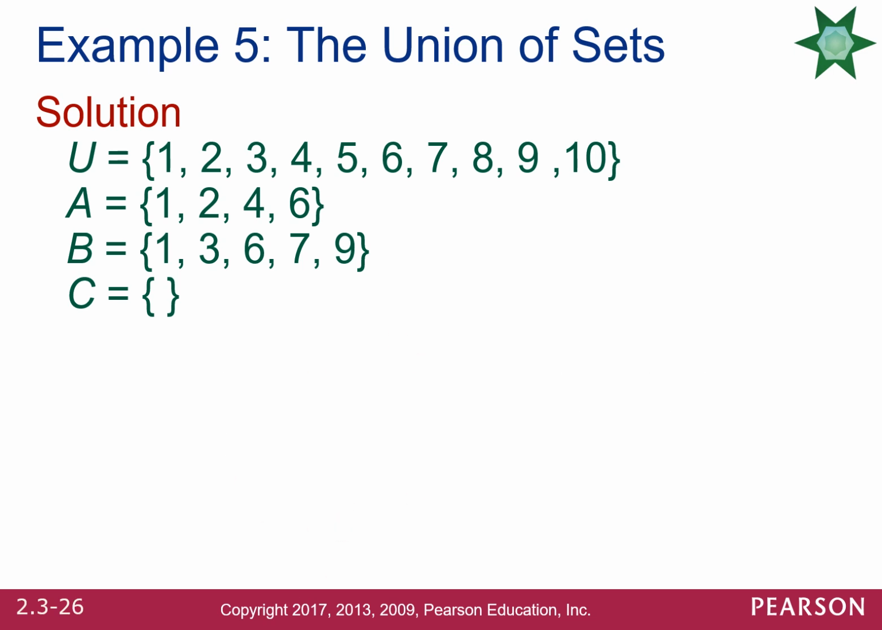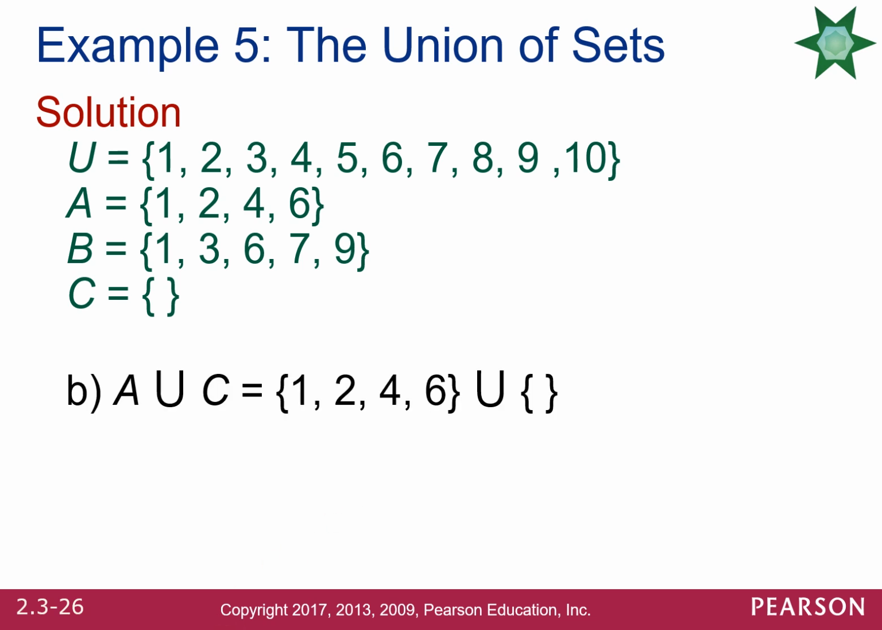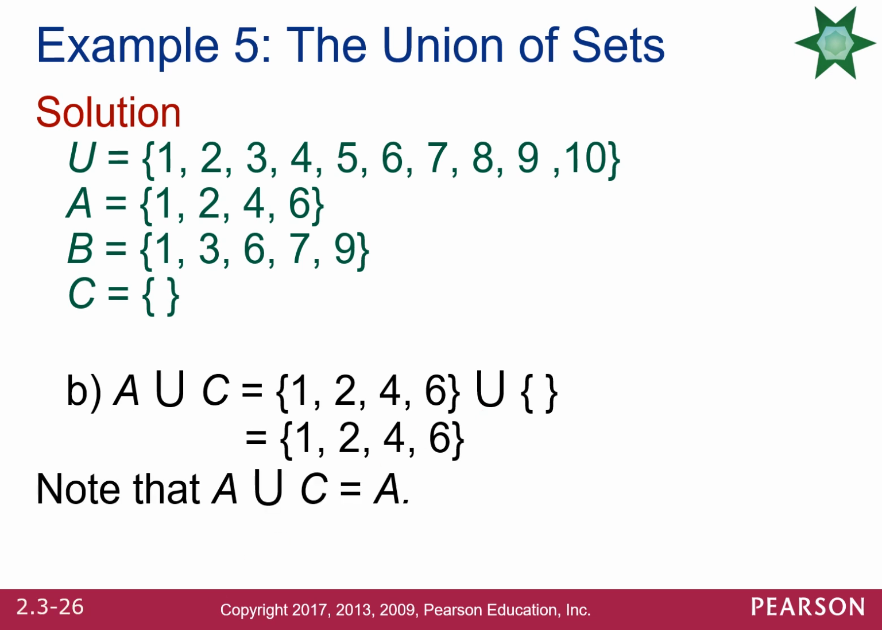The next one was combining the elements of A with C, so it was A union C. Again, they listed the elements of set A first, and then the union symbol followed by the elements of C, which was an empty set. And the result is 1, 2, 4, 6. That means all the elements in set A, correct? So the final result is that A union C, when C is an empty set, will be just the set A, all right?